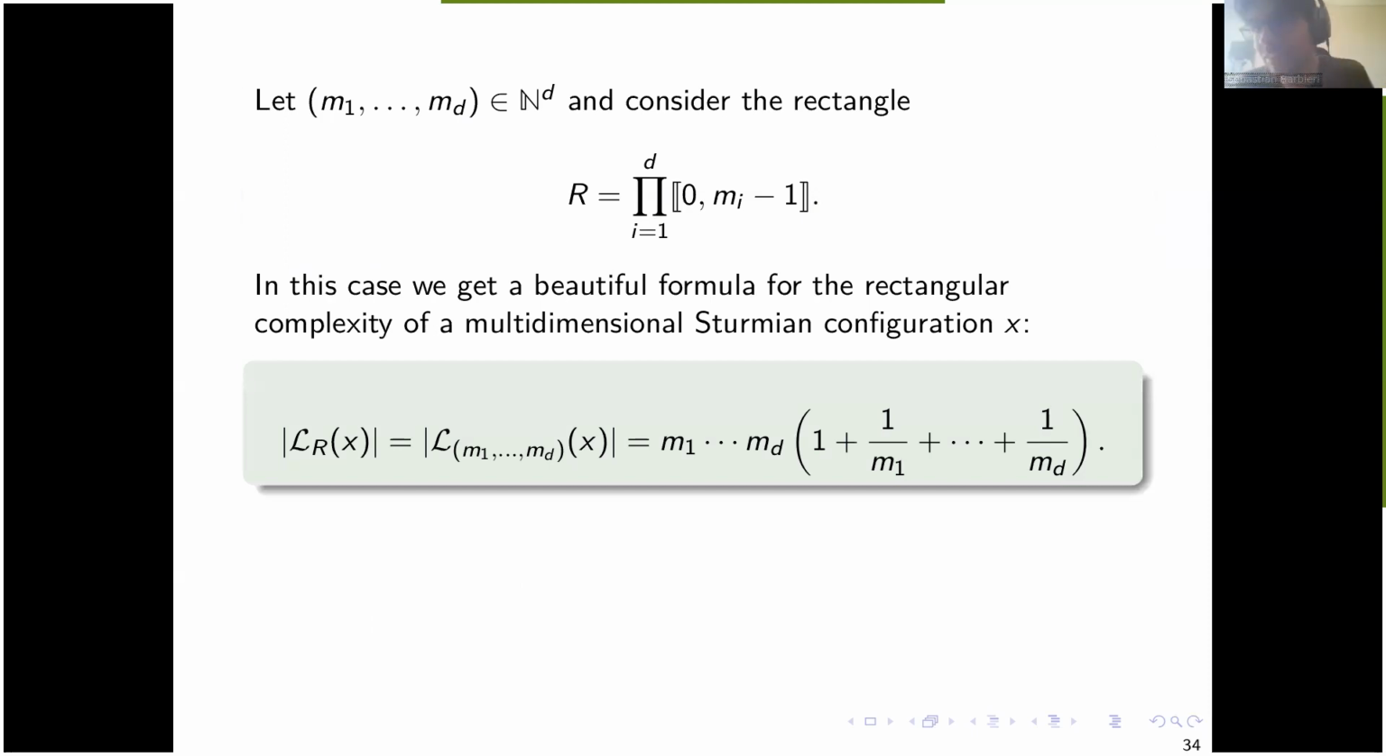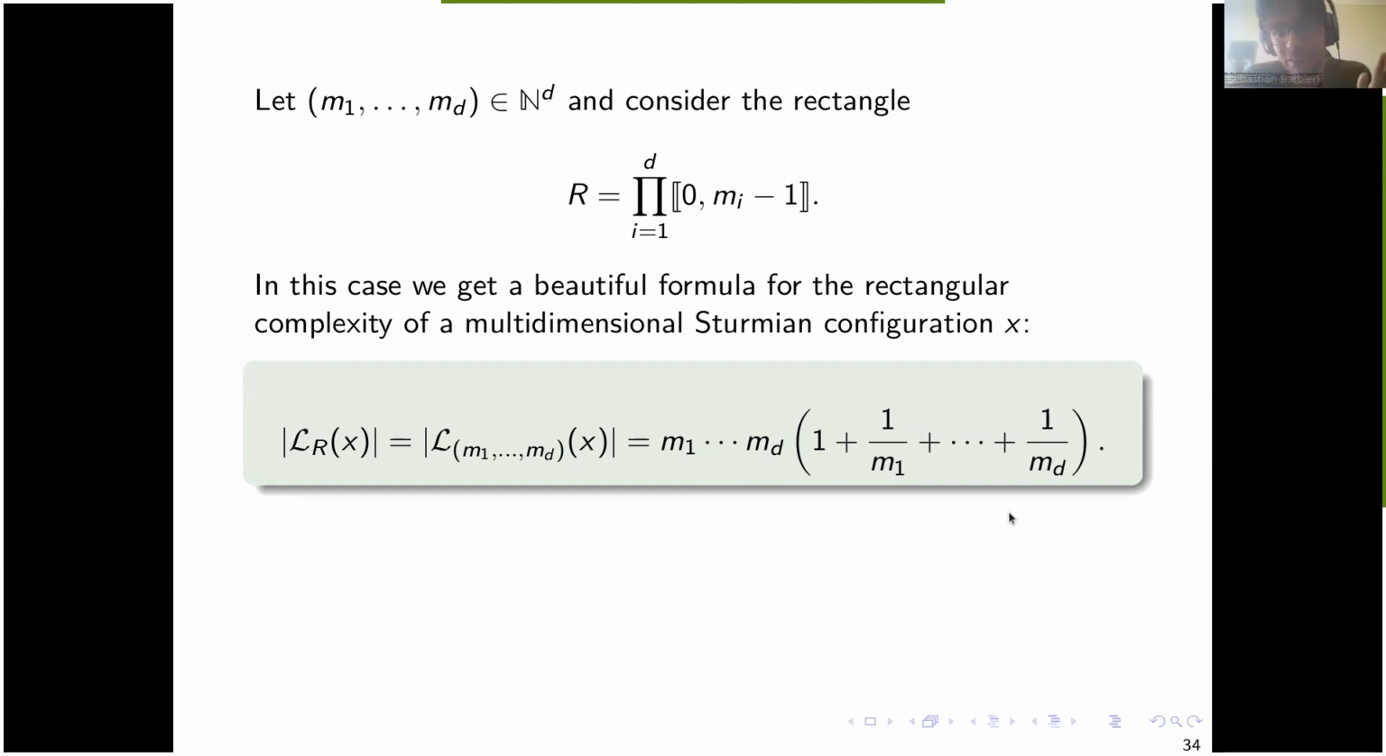Okay, let's look at some support which is more interesting. Suppose I take D integers and I have a rectangle, right? Usually when you look at complexity of multidimensional configurations, you look at rectangles because they are more interesting. So suppose I take R, well, just the rectangle where the sides have length mi. And the formula here is pretty beautiful. I can show that the rectangular complexity of a multidimensional Sturmian configuration is just, well, I take the product of all the lengths and I multiply that by 1 plus 1 over the first length plus 1 over the last length.